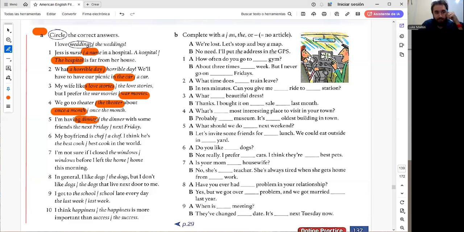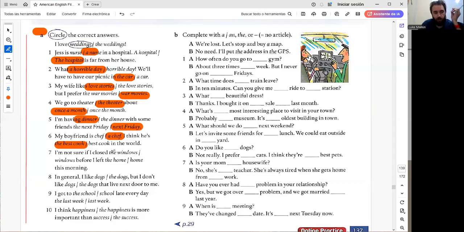Five, I'm having dinner, which is a meal, no article for meals, with some friends next Friday. Next Friday, no articles. Six, my boyfriend is a chef. I think he's the best cook in the world. The first one because we're talking about a profession. The second one because it's a superlative.